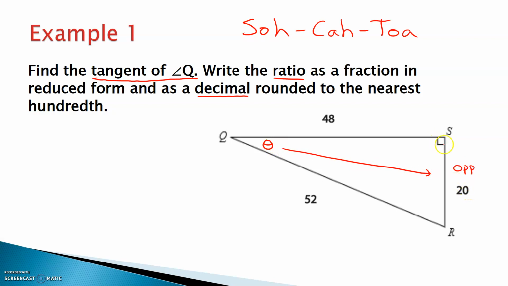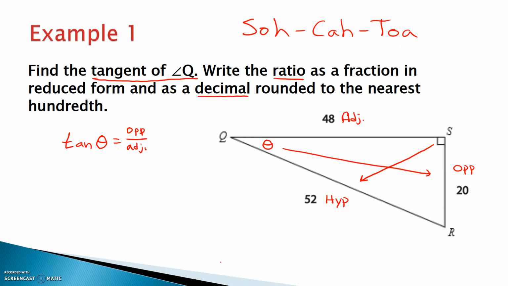I see I have a 90-degree angle, so directly across that one is going to be my hypotenuse. So 52 is my hypotenuse. And the last one here, 48, is my adjacent. All right, so I'm looking for tangent Q. Remember that tangent of the reference angle theta is your opposite over your adjacent.